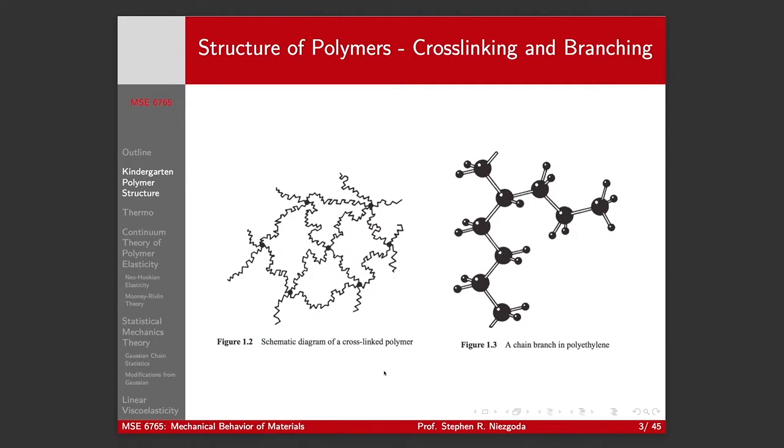Structure of polymers. This should be a complete and total review, but it never hurts, so bear with me for 3 minutes. Polymers, right? Long chains, carbon-carbon bonds, in this case polyethylene. We have hydrogens coming off, right? Typically sp3 hybridized carbon, so we want to make four bonds in a tetrahedral arrangement. But they're not just perfectly linear chains. In this case, this polyethylene chain, we see branching. Other polymers have significant degrees of cross-linking.